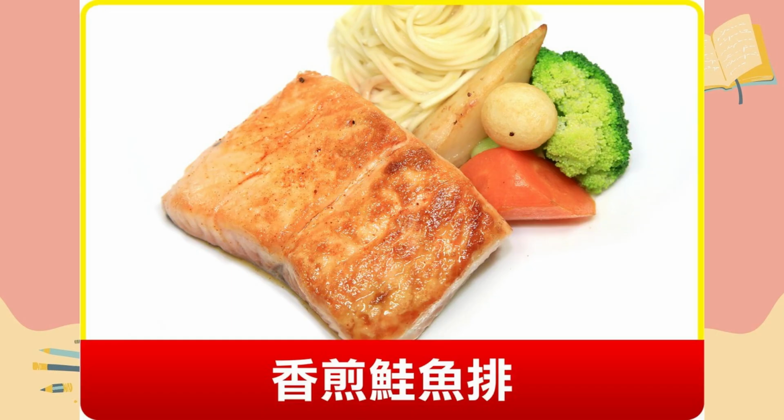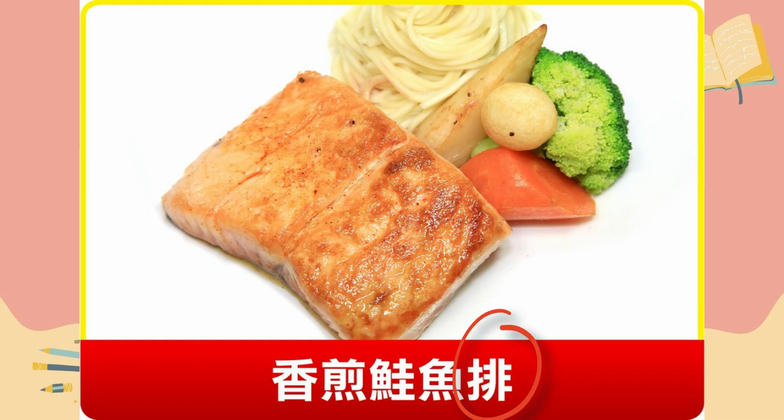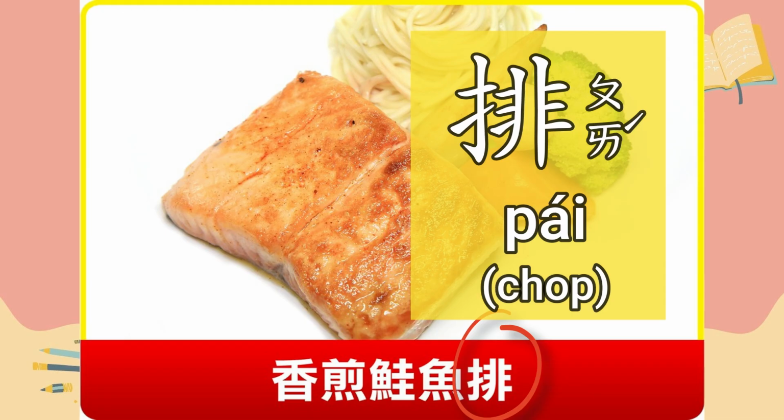Where are 鲑鱼 characters? Awesome, 很好，鲑鱼。And what is the first character? 对，很好，香 like smell good, good smell, right? And what about last character? 对，很好， that means chop, right? Chop of meat. So 鲑鱼排 means salmon chop. Okay, as you can see on the picture, right?